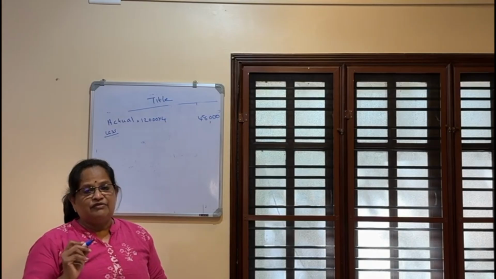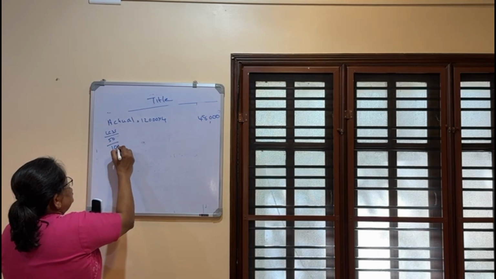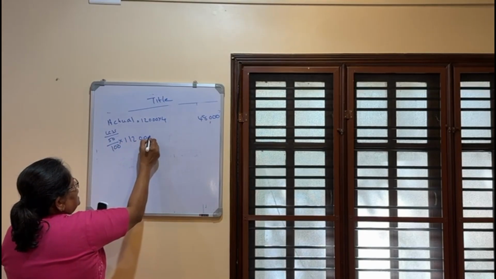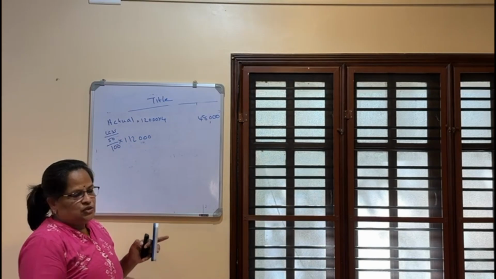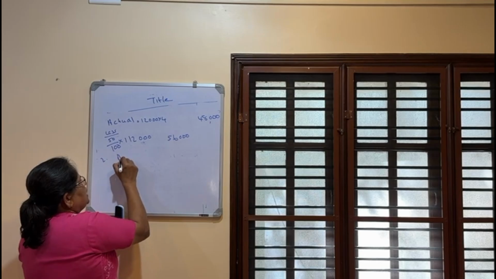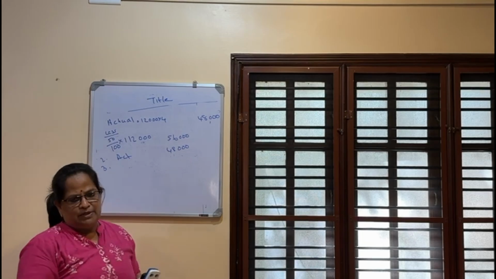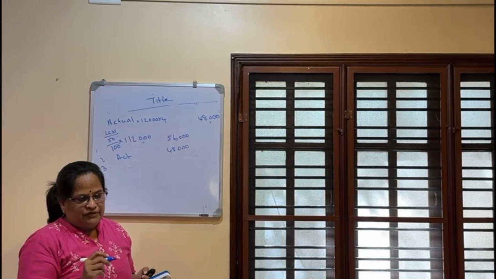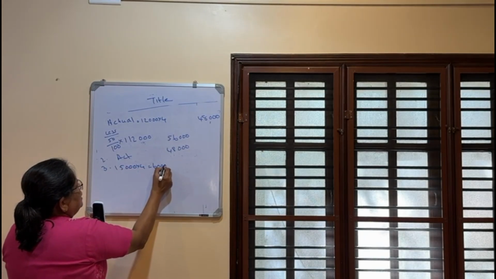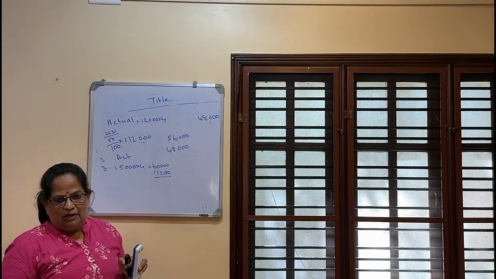Here you have to remember 50% of salary, because it's a metro city. 50 by 100 into 1,12,000, the salary we calculated, 28,000 into 4. So the value is 56,000. Second is the actual value, 48,000. Now excess of rent paid over 10% of salary. Rent paid is 15,000 into 4, 60,000, minus 10% of salary, 11,200. So the value is 48,000.